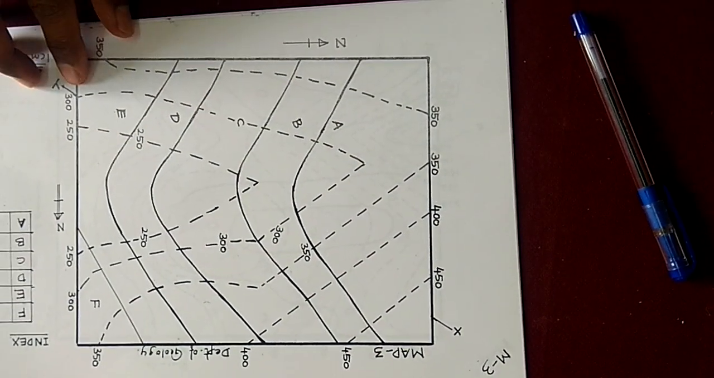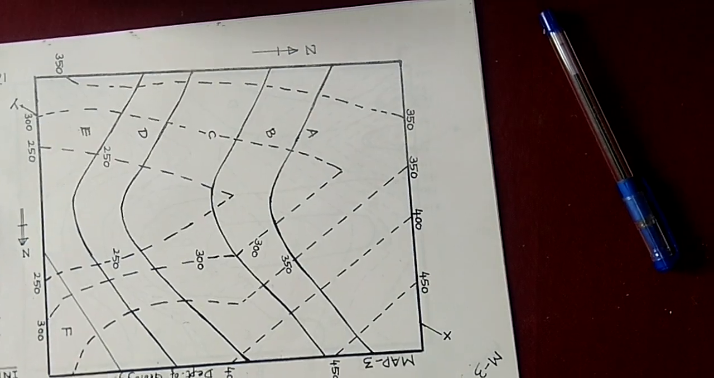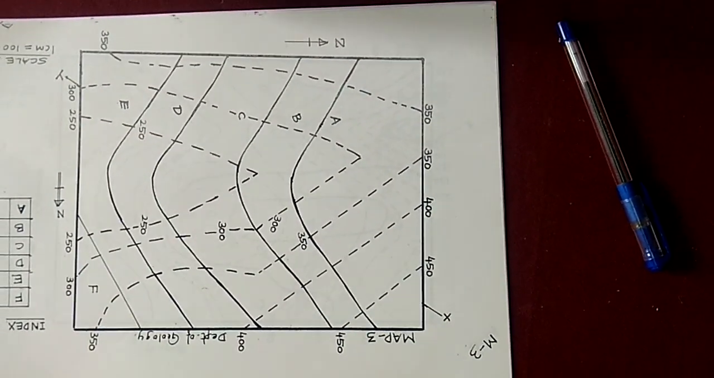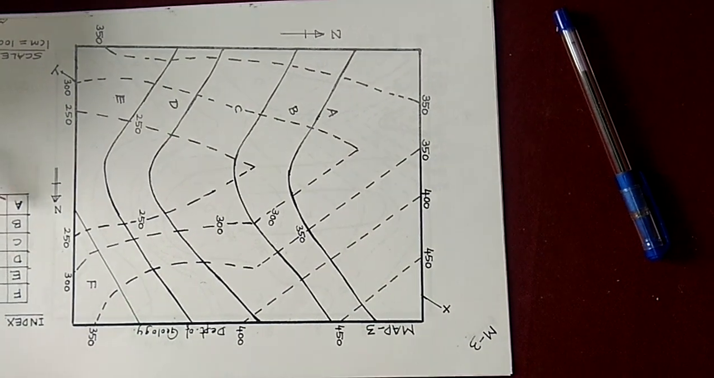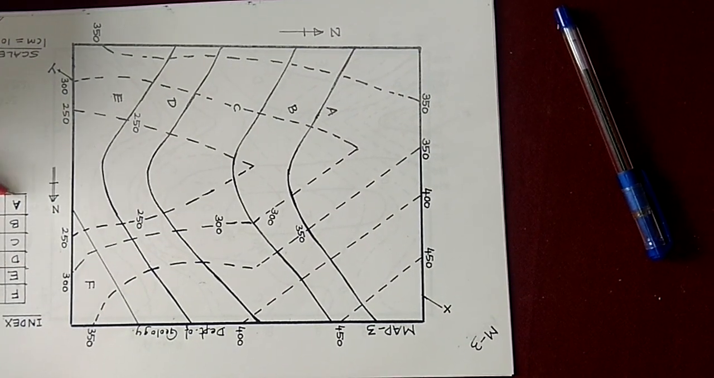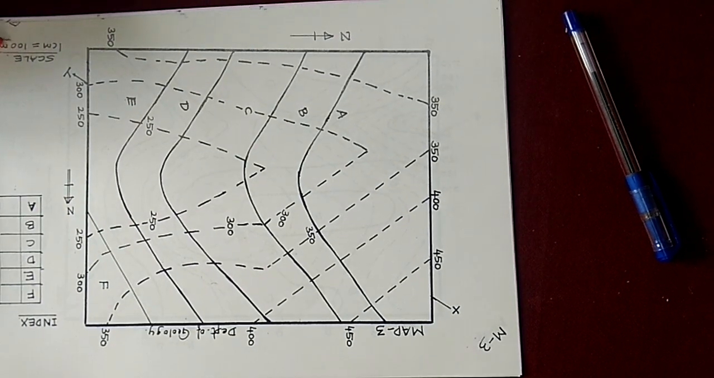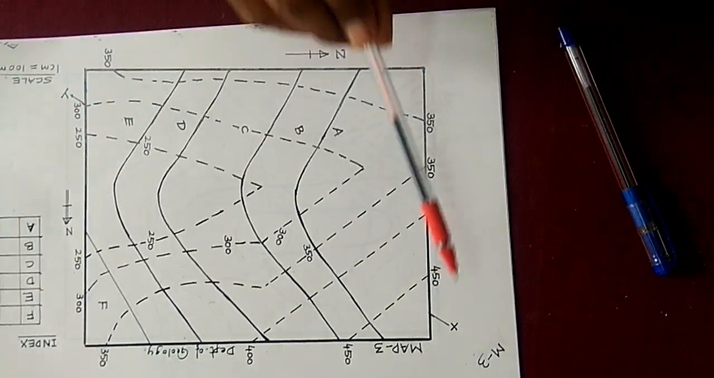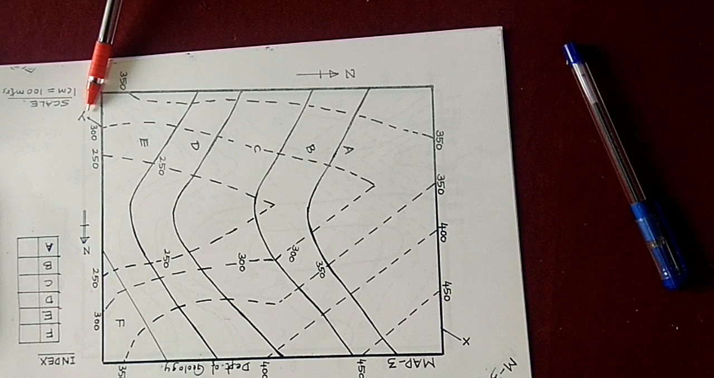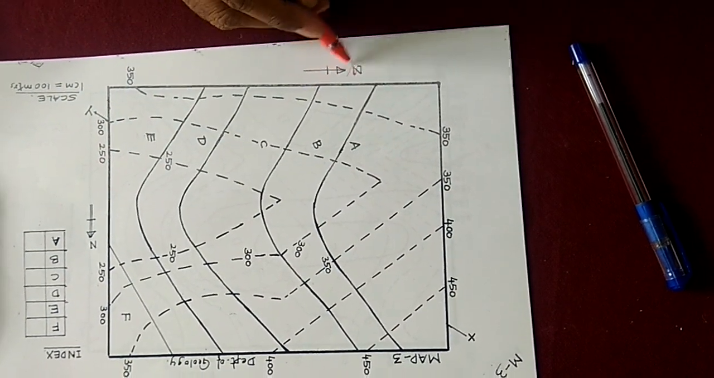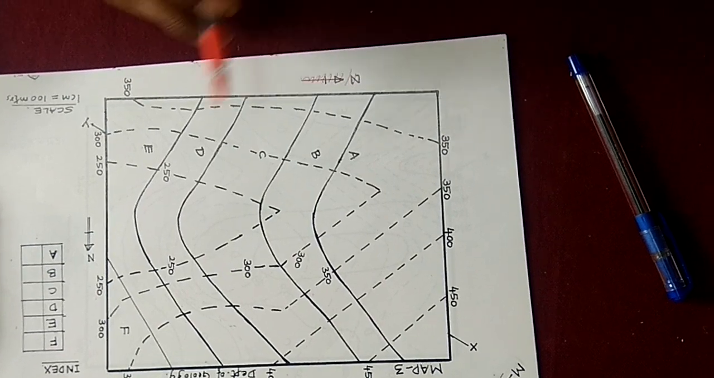Friends, in this third map, there is a slight difference you are getting. In this map, of course, this is the index. These are representing the bedding planes. This is the direction line. This is the scale. And here you have X, here you have Y, and you are supposed to draw the XY direction. Okay, XY direction, friends.